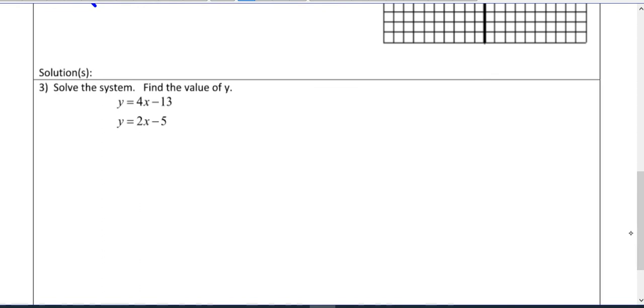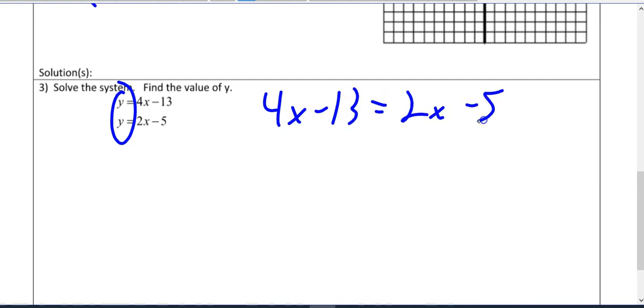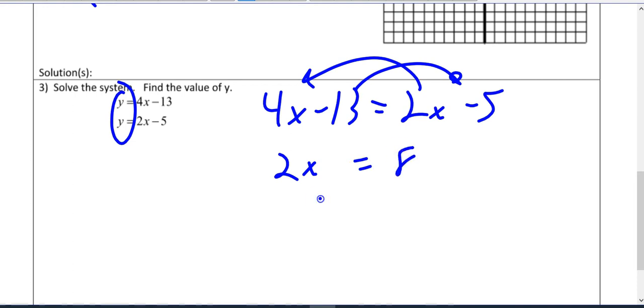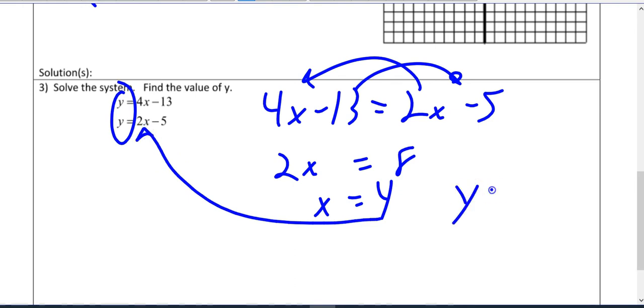Now no more graphing calculator because we're just doing substitution because they're both set equal to y. So 4x minus 13 equals 2x minus 5. I'm going to subtract 2x, bring it over here. I'm going to add 13 to both sides and get 8. So x is 4. I can plug it into either one. I'm going to do it in my head. 2 times 4 is 8. Minus 5 is 3. So my point of intersection is 4, 3.